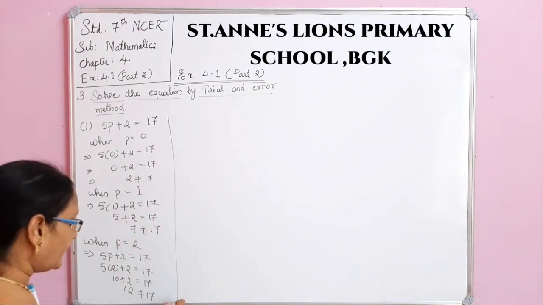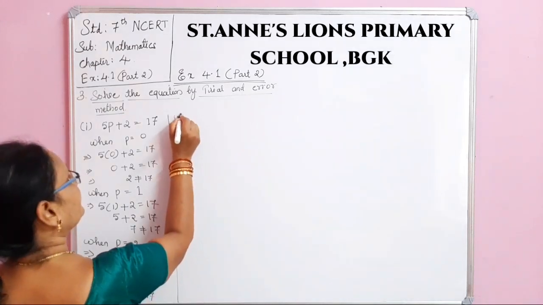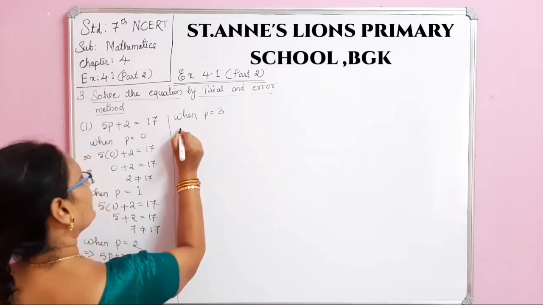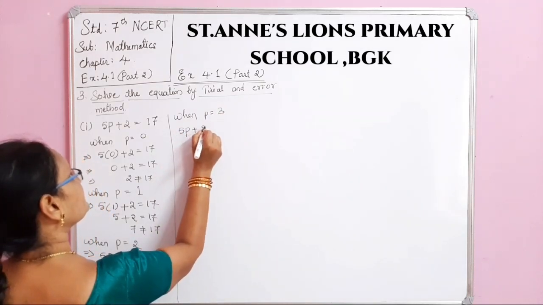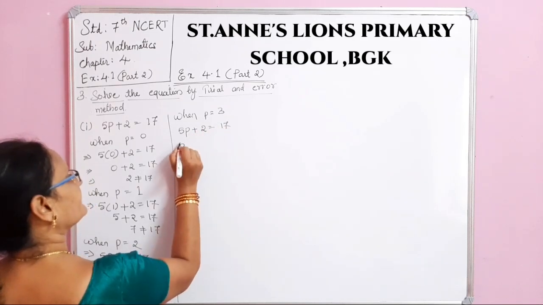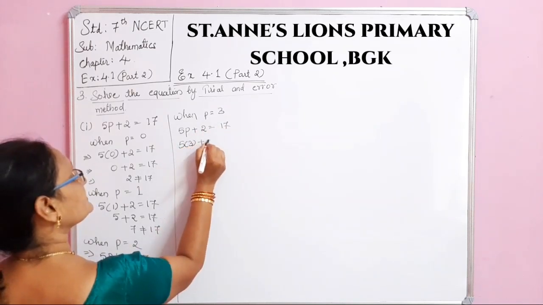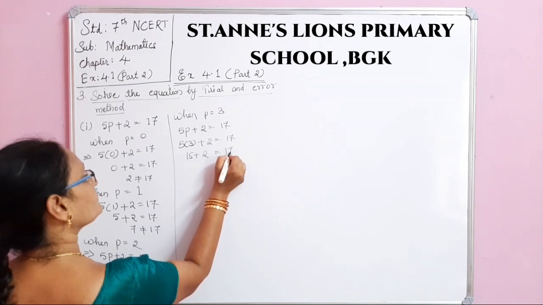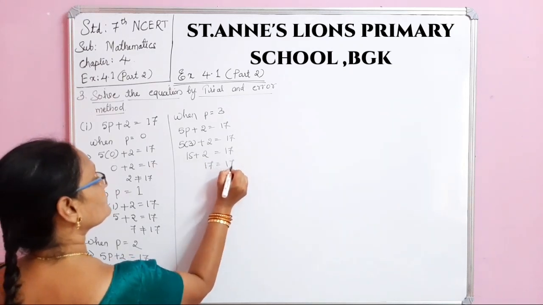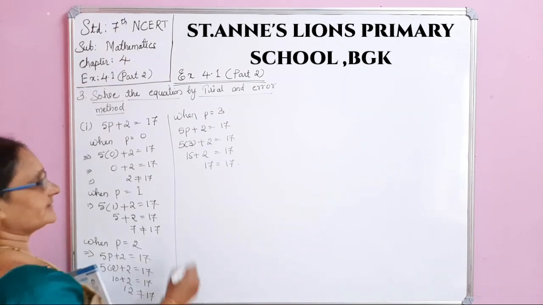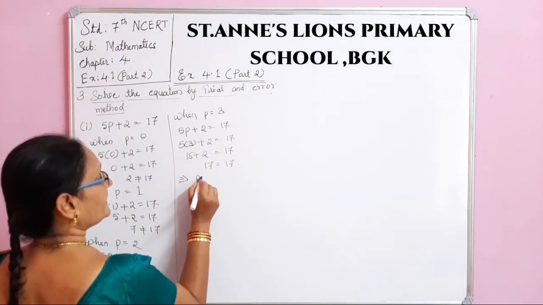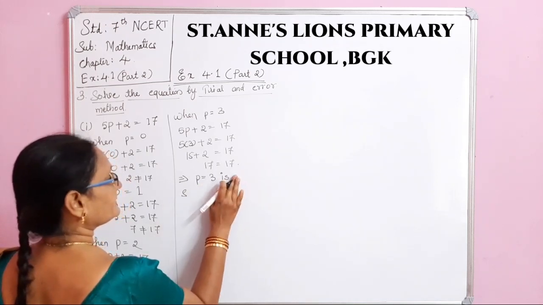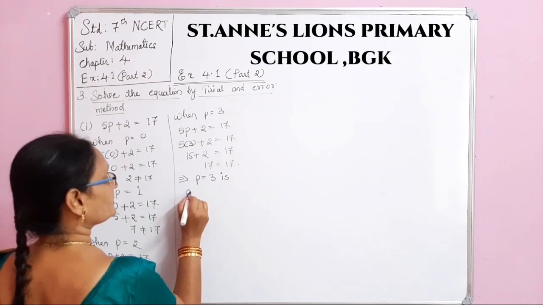Like this you have to do trial and error method. So when p equal to 3, what is the equation? 5p plus 2 equal to 17. 5 into bracket 3 plus 2 equal to 17. 15 plus 2 equal to 17. 17 equal to 17. Yes, then this implies that p equal to 3 is a solution.